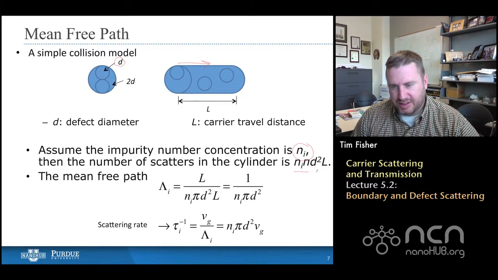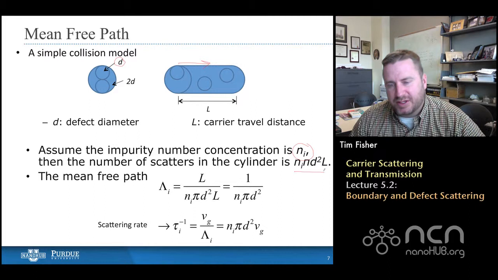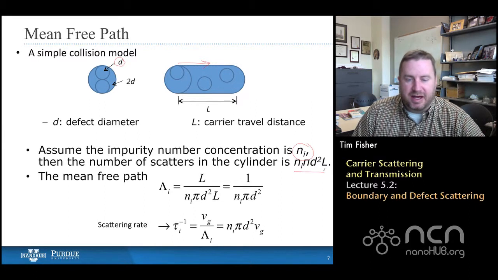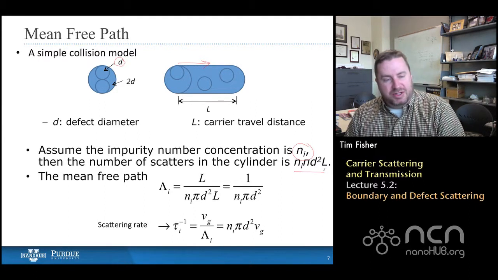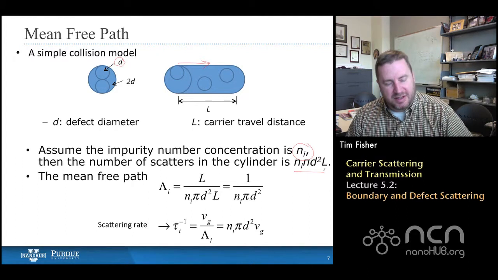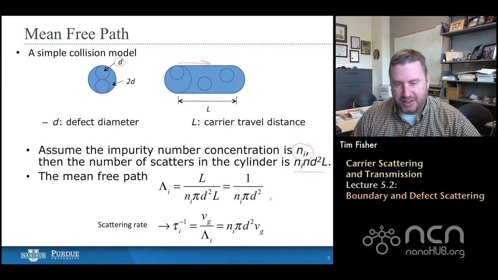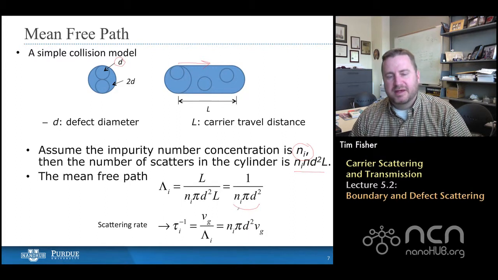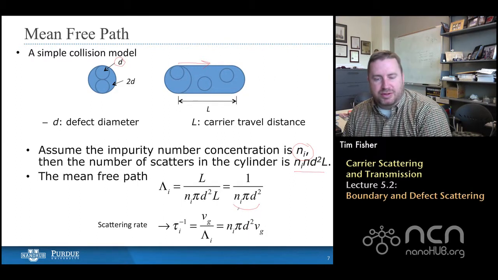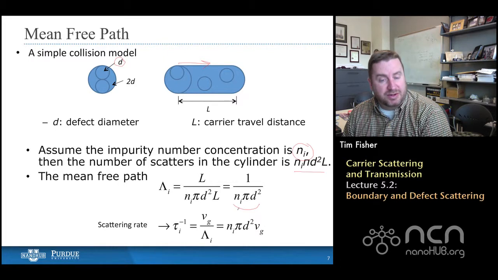So I know those two things. This is just some fairly straightforward logic. Then I can say that my average distance between scattering events will be the length of this cylinder divided by the number of scatterers that are inside the cylinder. It's very simple. And then when we do that, we find a very straightforward relationship, where the mean free path is inversely proportional to the number concentration of scatterers.